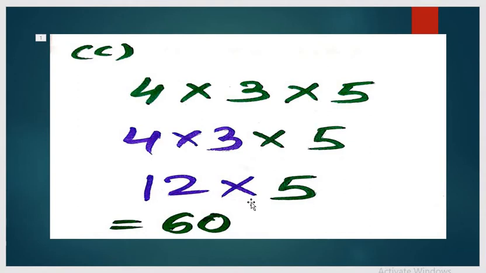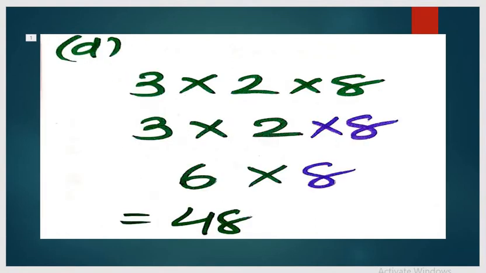Again I am explaining to you, students. Here 4 multiplied by 3 and multiplied by 5. So 4 3s are 12 and multiply by 5. So 12 5s are 60. How is it possible? 12 5s are 60. Understood, all students?